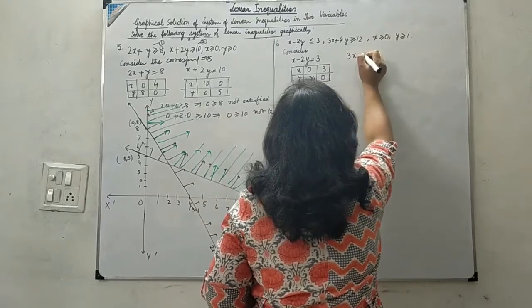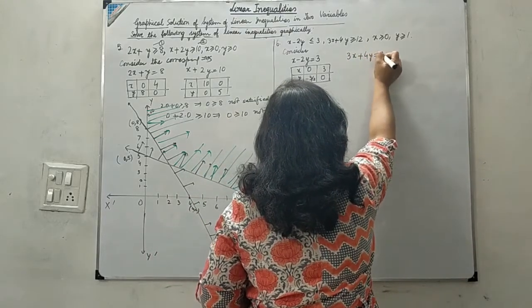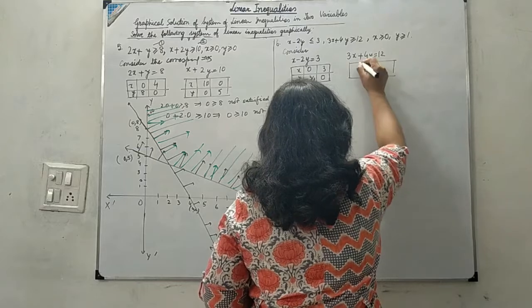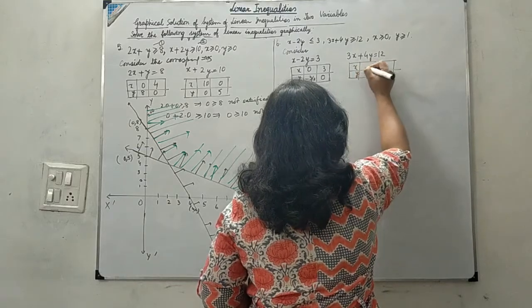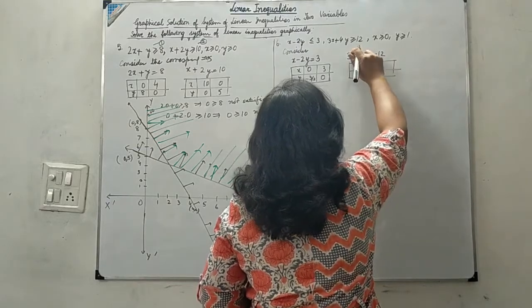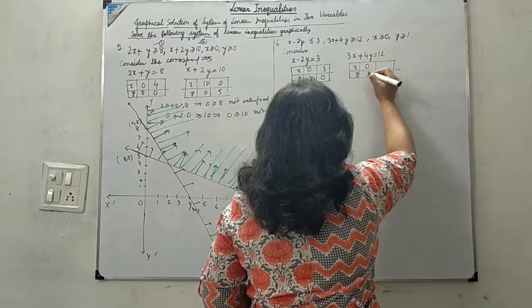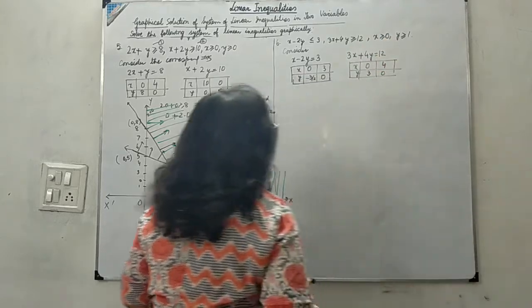At the next equation, 3x plus 4y is 12. So when we have x and y, when x is 0, y will be 3 and the other point is 4, 0.